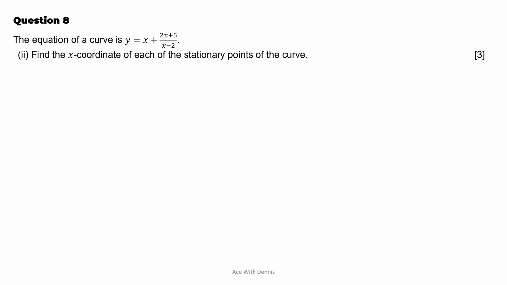Part 2. Find the x-coordinate of each of the stationary points of the curve. 3 marks. Part 3. Determine the nature of each stationary point. 2 marks.